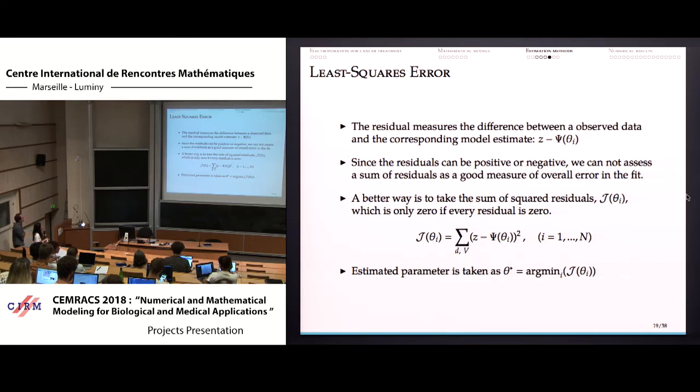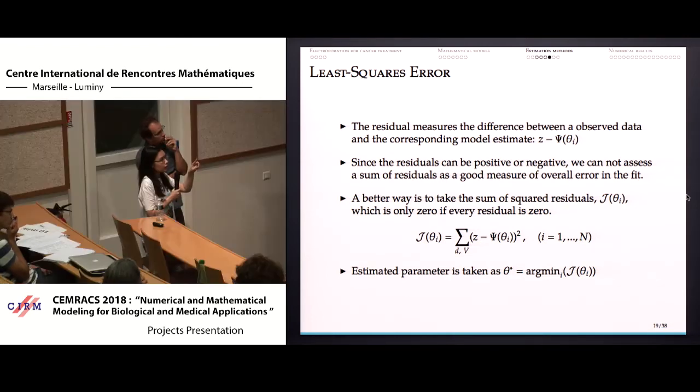We talk about least square error. The observed data is Z, and phi of theta i is the corresponding model estimate, and we compute the residuals between them.